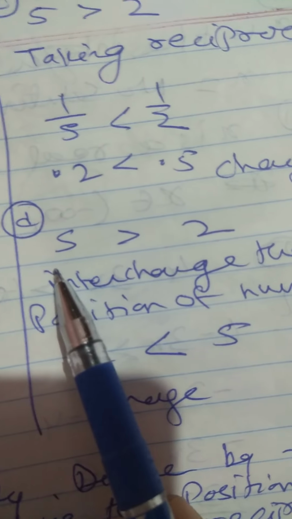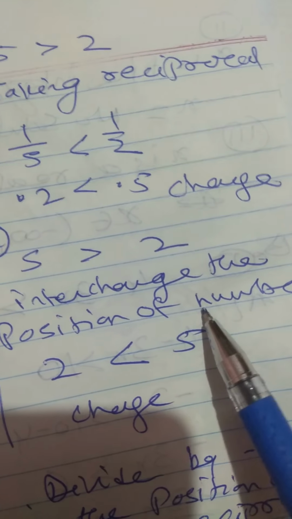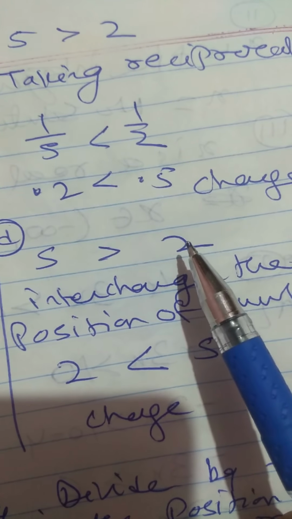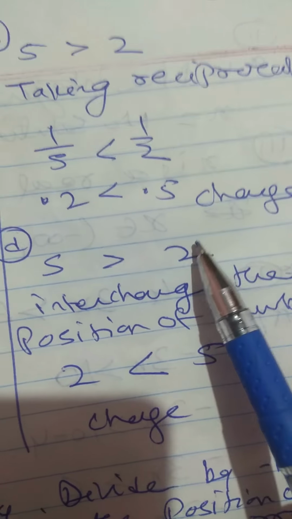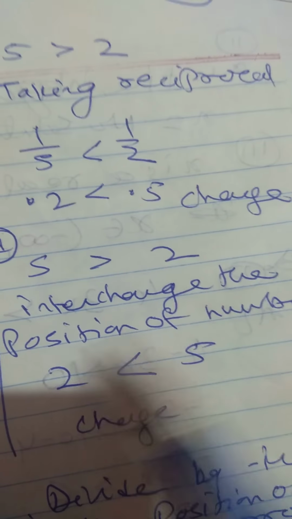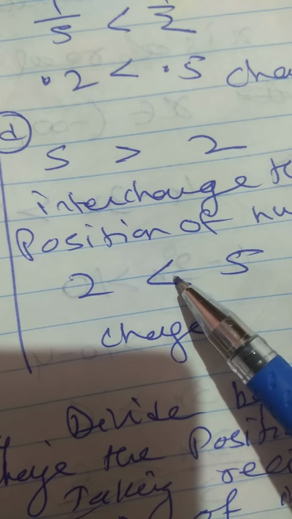Example number four, rule number four: 5 greater than 2, if we interchange the position of the numbers. Interchanging the position means we write 2 on the left hand side and 5 on the right hand side. So we get the number 2 less than 5. So the inequality sign again changes.